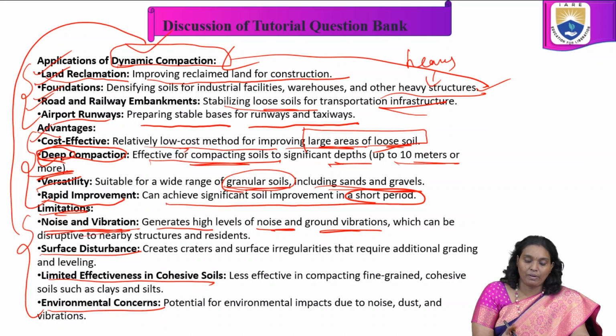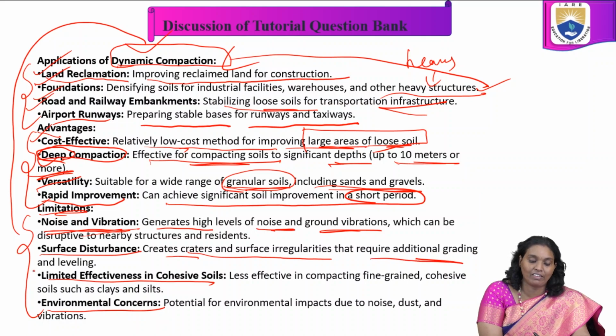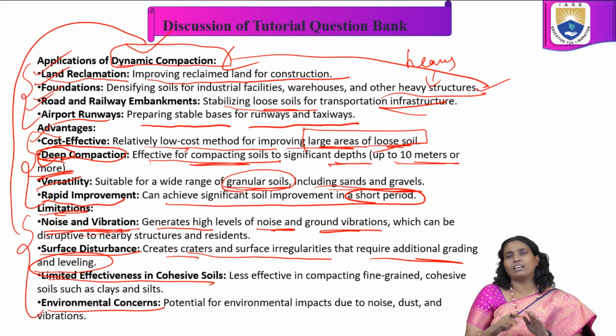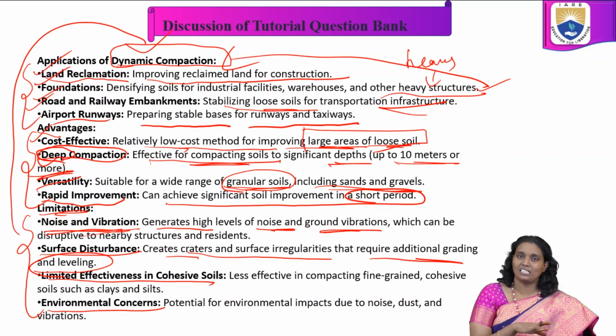Surface disturbance creates craters and surface irregularities that require additional grading and leveling. Because of this dynamic nature, the surface becomes uneven, so it creates so much disturbance, and it requires additional grading to get the surface level.